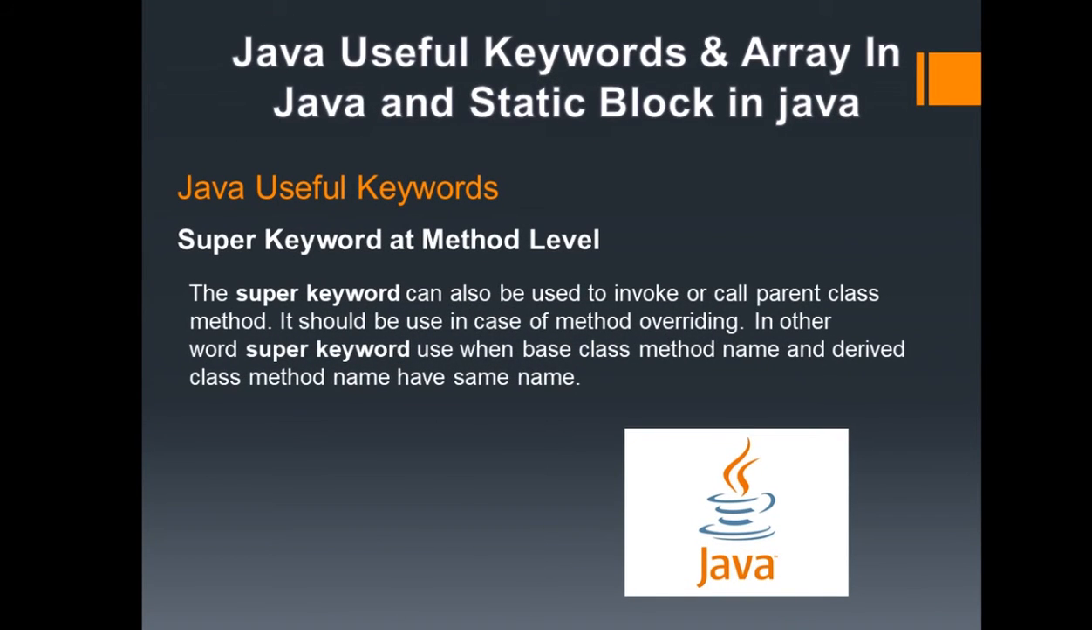Super keyword at method level. The super keyword can also be used to invoke or call the parent class method. It should be used in case of method overriding. In other words, the super keyword is used when the base class method name and derived class method name have the same name.